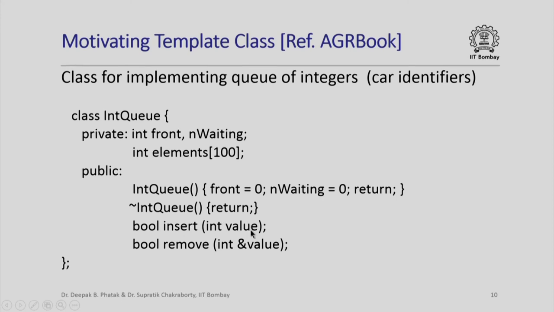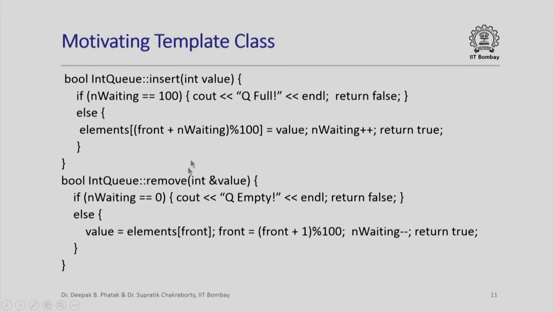Note that the insert function takes a parameter which is of the same data type as this queue of a particular data type, which is integer. Similarly, the remove member function returns a value of a particular data type, which is the same data type as the data type of the queue. The queue is basically a queue of integers. Now here I have shown the definitions of these two particular member functions, insert and remove. Of course, these are non-inline member functions, so I have defined them outside the class boundary, and I have used the scope resolution operator.